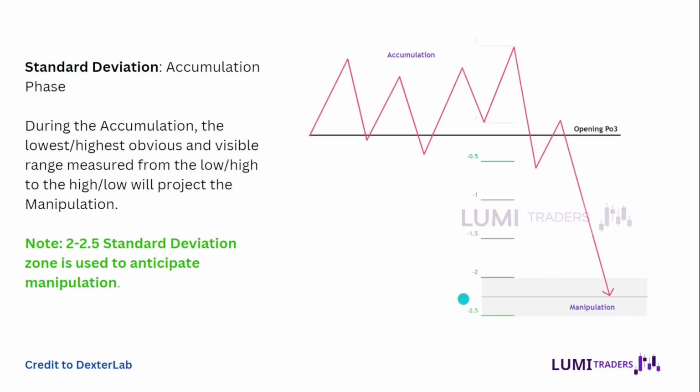So we anticipate the end of manipulation here. Once again, we must consider smart money reversal after we reach higher time frame PD array. This means that we anticipate to see the range between 2 and 2.5 standard deviation of this accumulation leg inside higher time frame PD array.